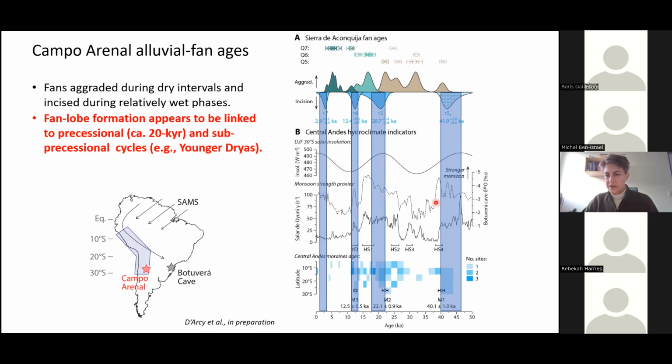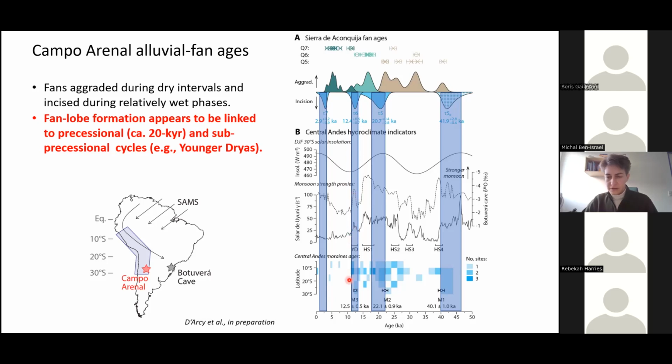The next plot is showing things including the delta-18O record from the Botuverá cave. This is a proxy for monsoon strength. And you can see that these peaks in solar insolation correspond with strong monsoon phases. Interestingly, there's this other peak in the delta-18O record that corresponds to an incision phase on the fan lobes, but it's not at a peak in precession. If we look at the precise age, we can see that this corresponds to the Younger Dryas event.